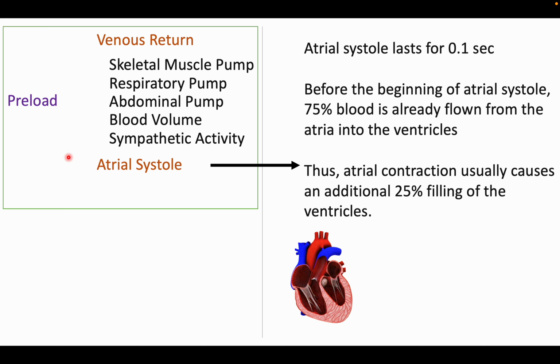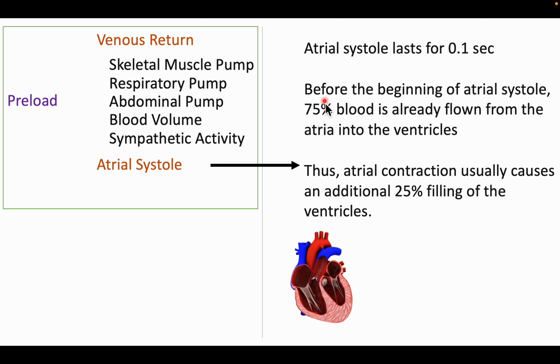Now the second part which affects the preload is atrial systole. Here in this image you can see that the blood which is coming into the left ventricle, or right ventricle, must come from the atria, right? So first blood comes into the atria and then into the ventricle. And in the cardiac cycle part, we know that atrial systole lasts only 0.1 second and 0.7 second it is only diastole.